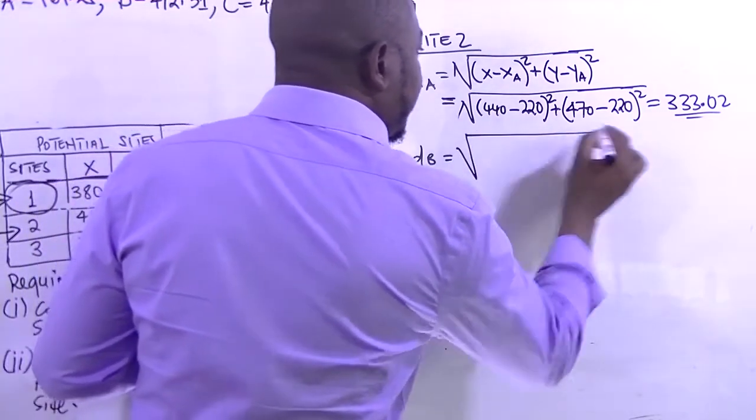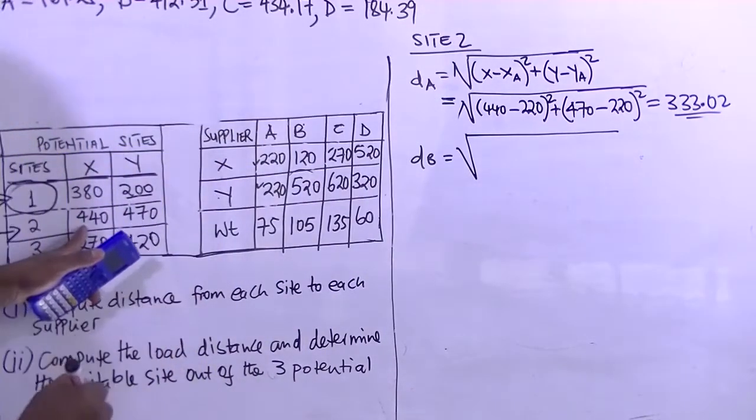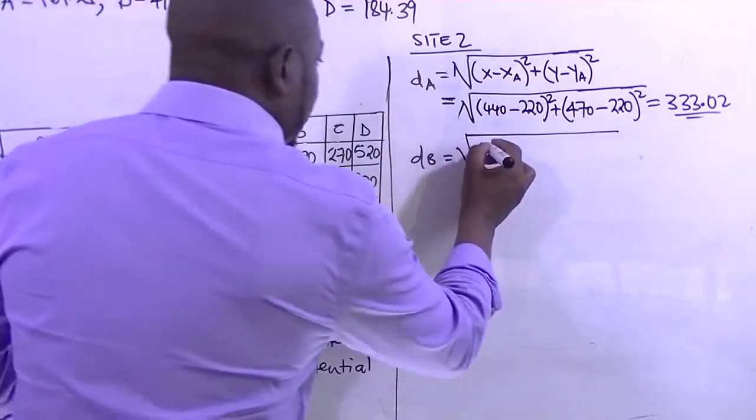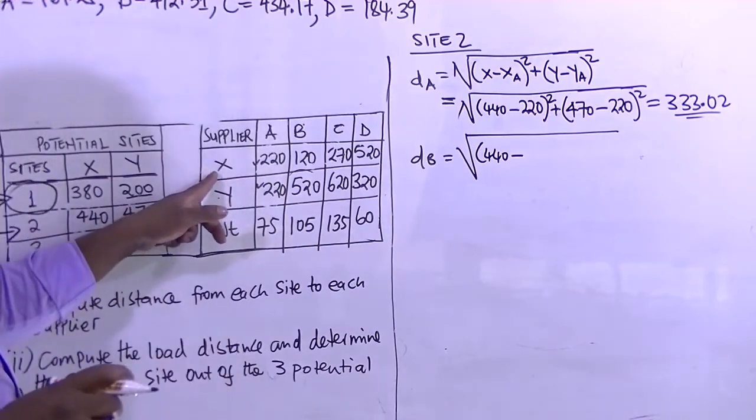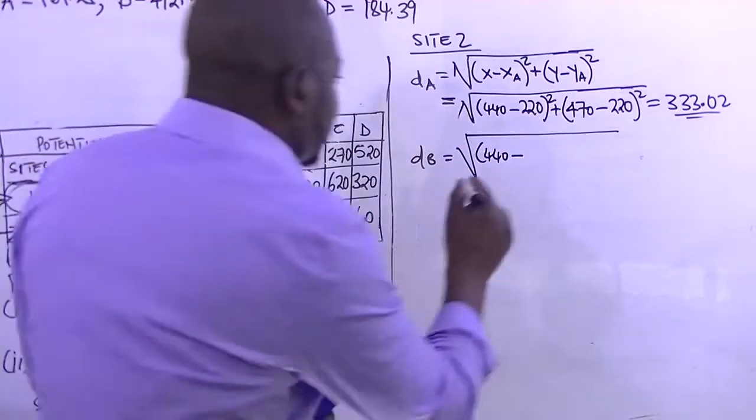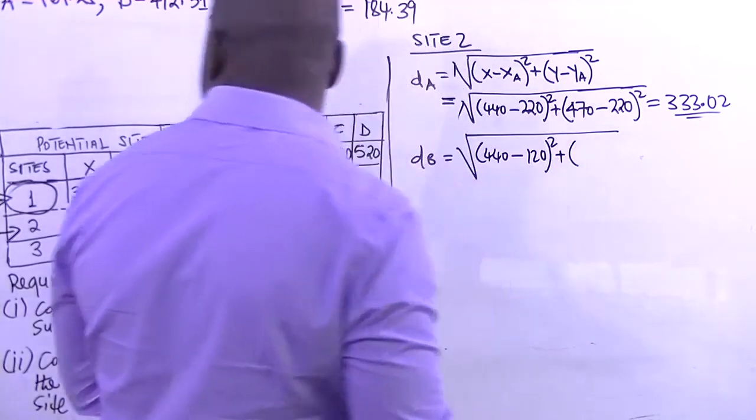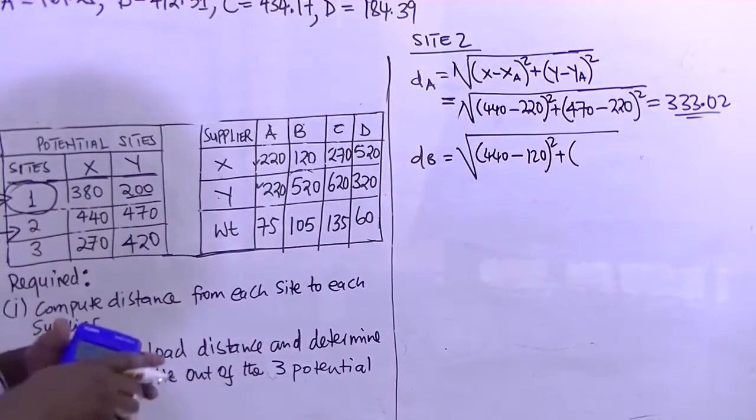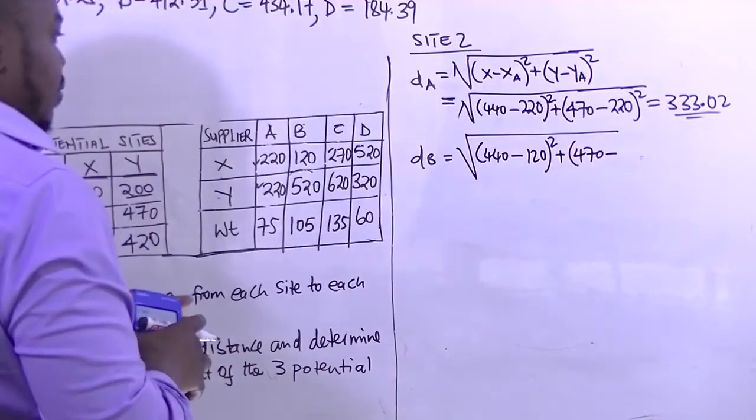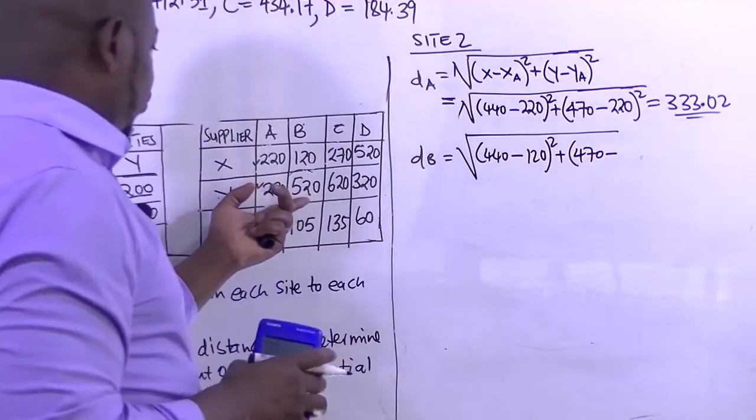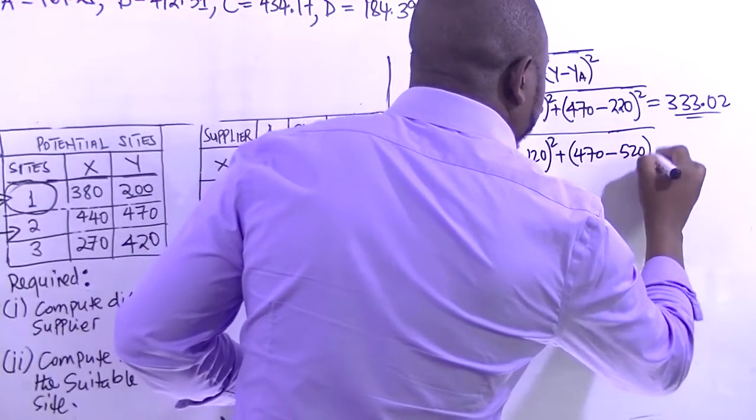Okay, now I move on to DB. DB, what are we saying? We are still dealing with site 2, so I'm getting 440 for site 2. 440 minus B. What is my X on B? 120. 120 squared there. Open brackets. And then I get my Y there, 470. 470 minus 520. 520 there. Okay?